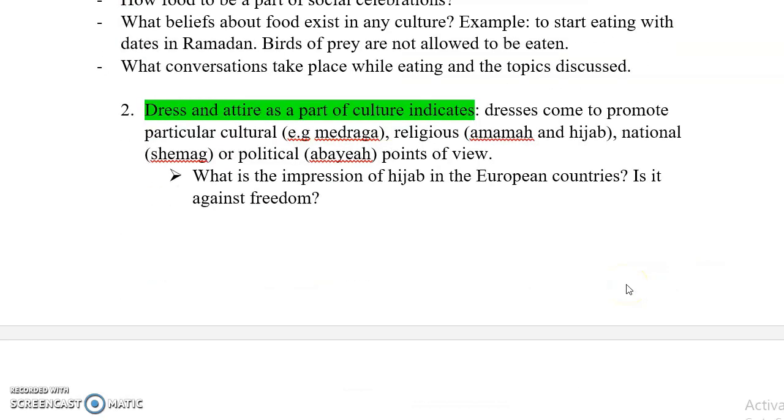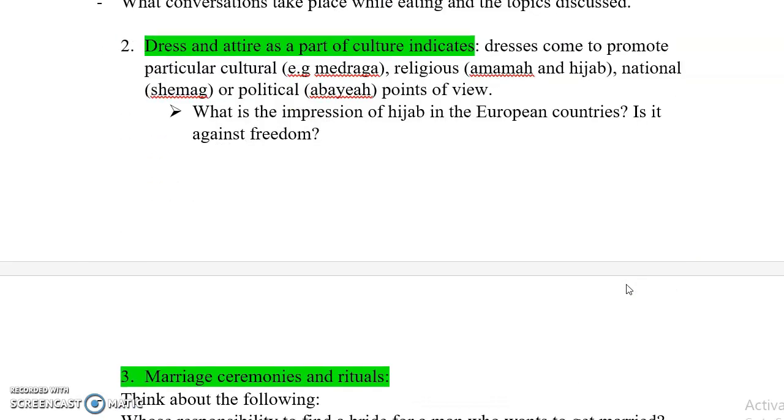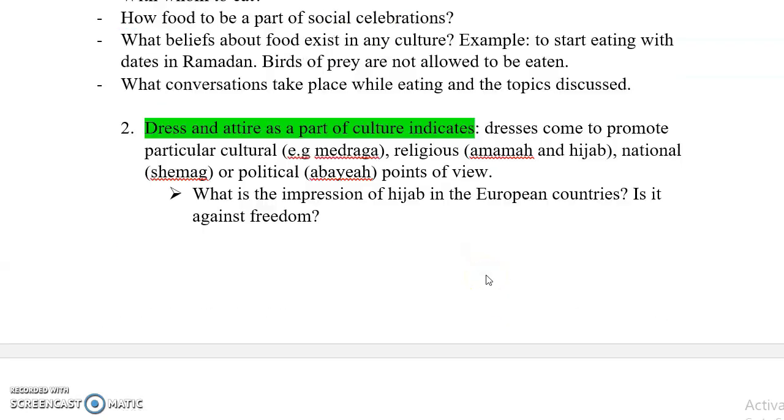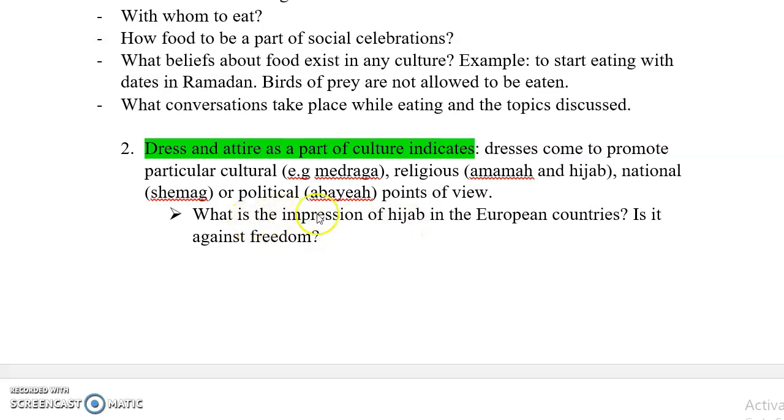Think about the social practices regarding dress. For example, what dress we have to wear in some occasions or in some celebrations. Then we have to think, for example, what is the impression of hijab in European countries? Or, for example, what is the meaning when someone wears the shimar بالمقلوب, okay? Does it have any meaning? Is it a part of our Jordanian culture or not? We have to think in these ways.